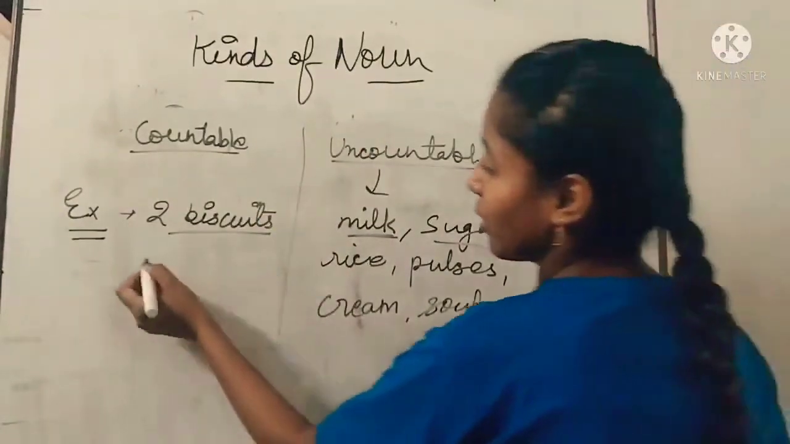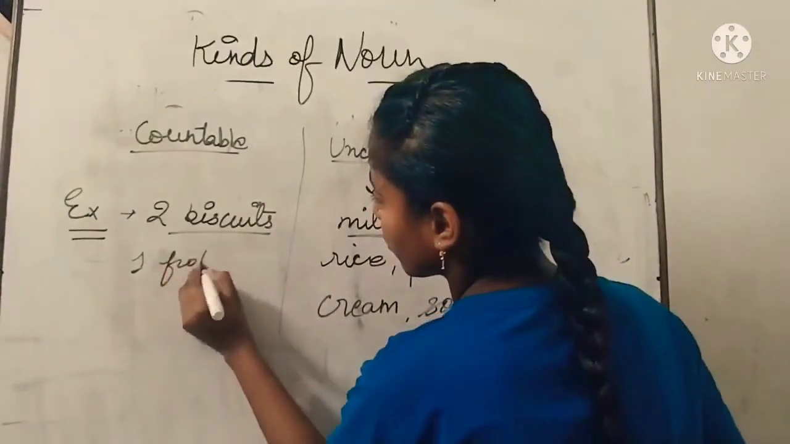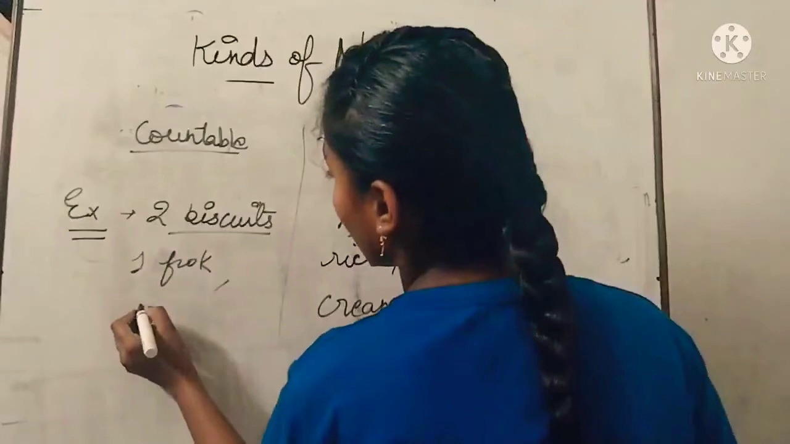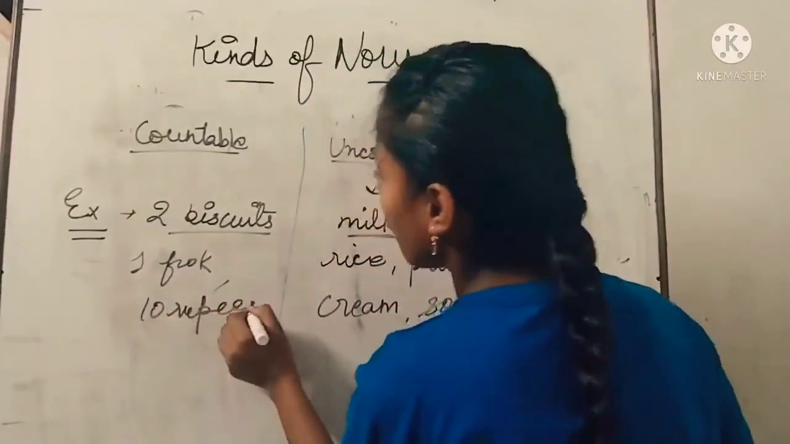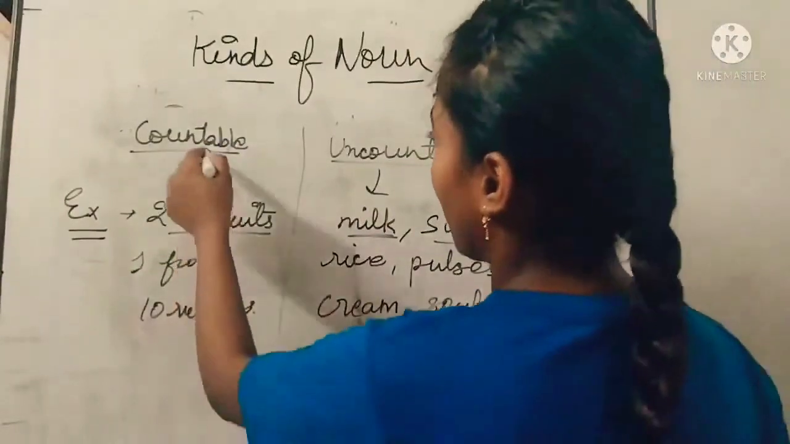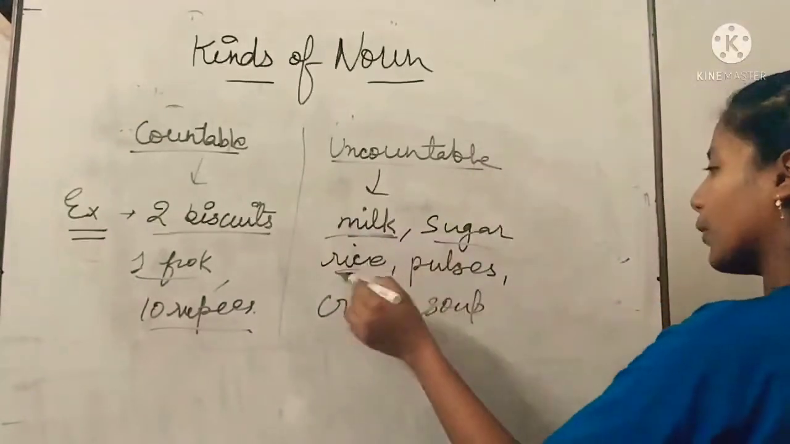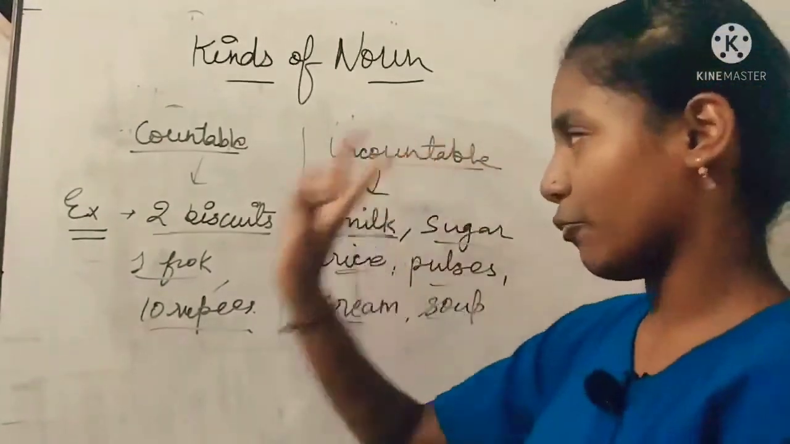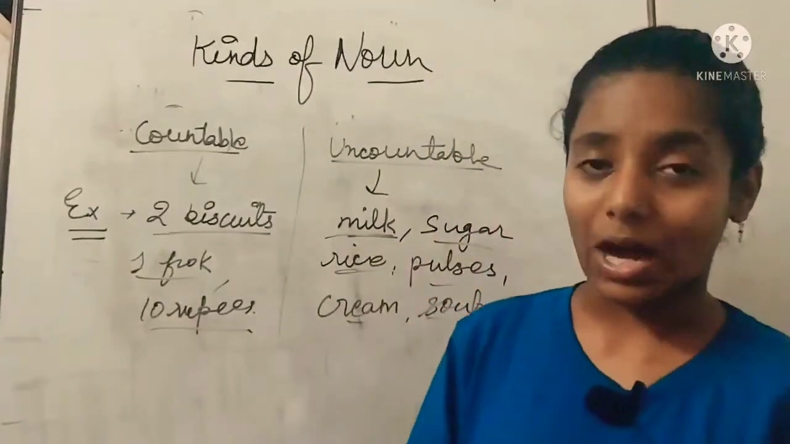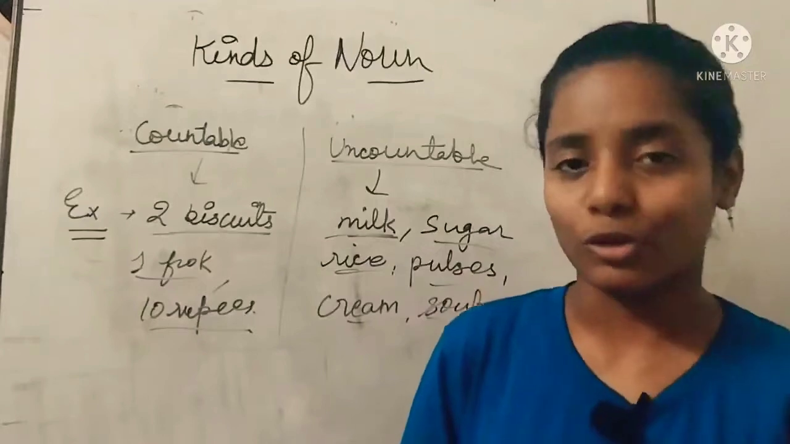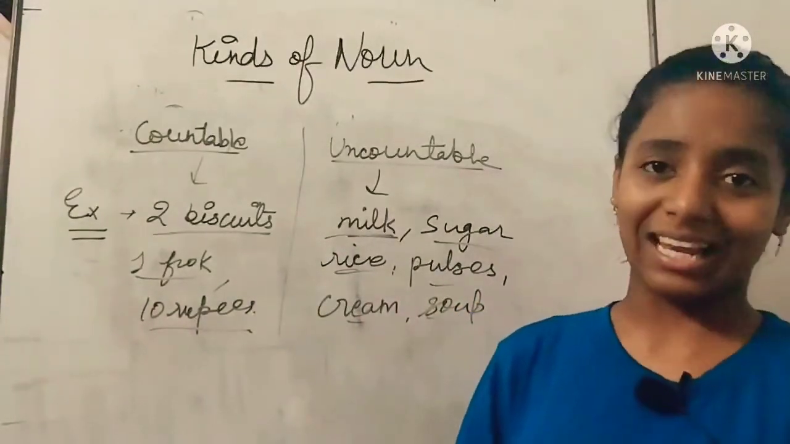Countable, if you talk about 2 biscuits, 1 frock, I have 1 frock. What could be more? I have 10 rupees. So these types of terms which can be easily counted simply refer to countable noun, and those which are not countable refer to uncountable noun. Now we have discussed a lot about countable and uncountable. We have a good description upon the topics proper noun, common noun, abstract noun, material noun.